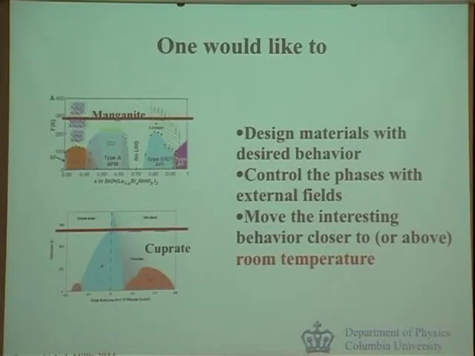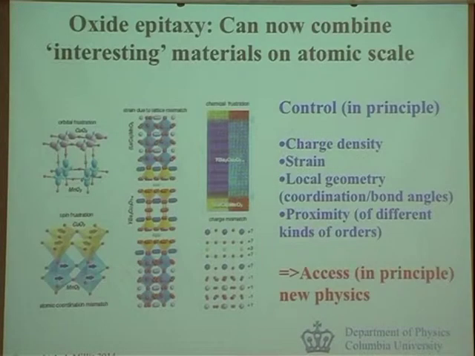And in particular, one of the things one would like to do is move the interesting behavior closer to, or indeed above, room temperature. I've put a red bar here indicating approximately where is room temperature, and many of the interesting phenomena happen at lower temperatures. If one could get them to happen at room temperature, or even outside temperature in New York City or Sherbrooke in the winter, one would be better off.